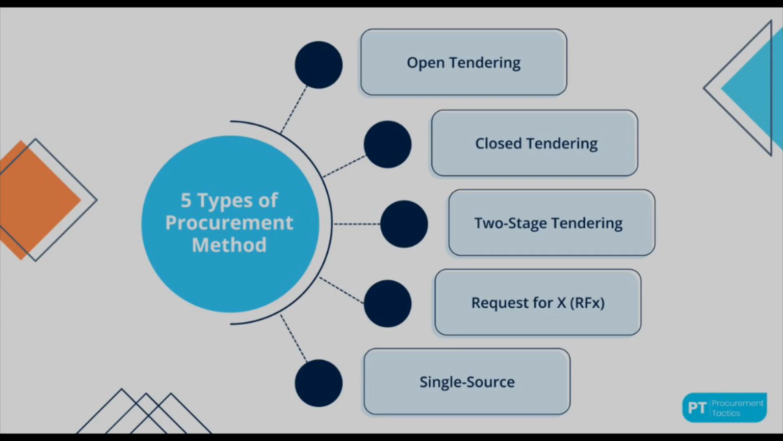Number four is request for quotation or RFQ, which is used for standard goods or services where price is the primary factor. Number five is single source procurement, selecting a single vendor due to exclusivity or specialization.